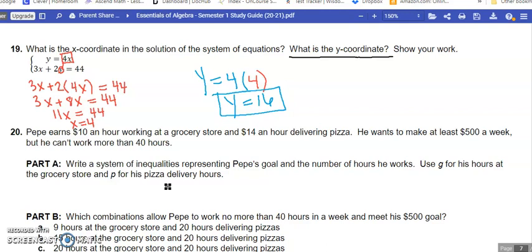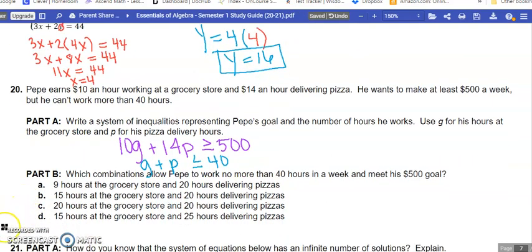Okay, so he earns $10 an hour working at a grocery store and $14 an hour. He wants to make at least $500. So 10G at the grocery store plus 14P at the pizza store, and he needs to make greater than or equal to 500 because he wants to make at least 500, and he cannot work more than 40. So his combined hours G plus P has to be less than or equal to 40 because he cannot go over 40.